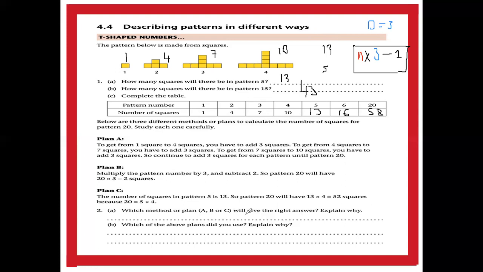Which method, A, B, or C, will give the correct answer? So all of them will give the correct answer. Oh no, doesn't seem so. Plan C does not give the correct answer. Assuming our method is correct of 58, which I think it is. And then which one of the plans did we use? We used this one, unless you did the question before and used a different plan. And if mine is incorrect, then please explain why.